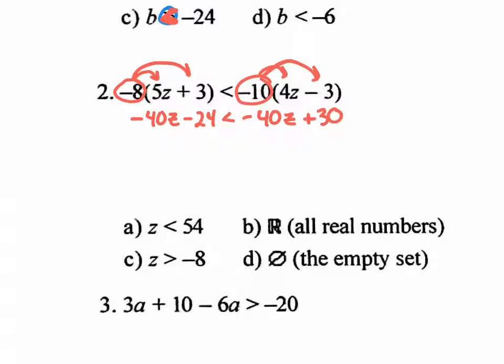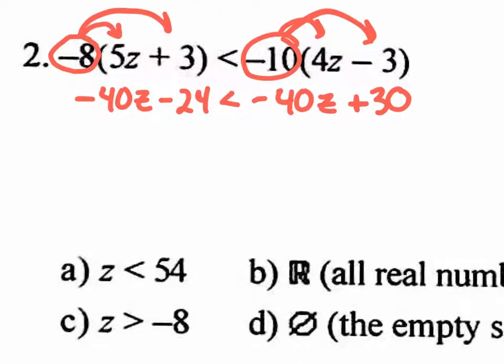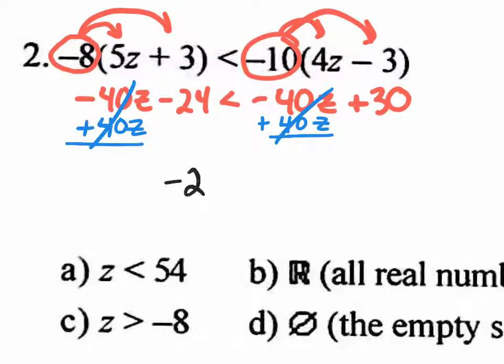Okay, hopefully you guys are identifying which question this is on your quiz and doing it correctly. So now we need to solve this thing, and as you can see, we need to get the variable by itself on one side, but the problem is that there's variables on both sides. You need to get the z only on one side. So when we get rid of this negative 40z by adding 40z by doing the opposite, that eliminates, but when you do it to the other side, you add 40z over here, it also eliminates. So what do we have left? We have a negative 24 is less than 30.